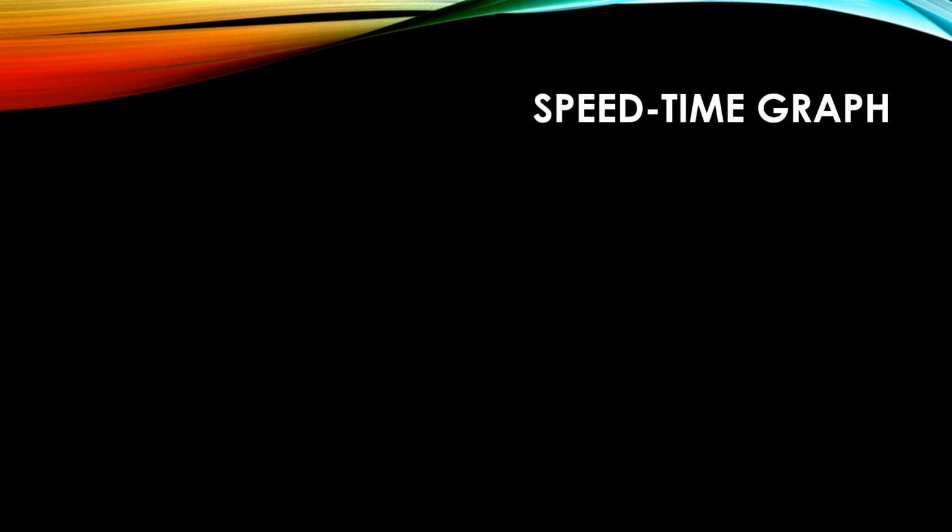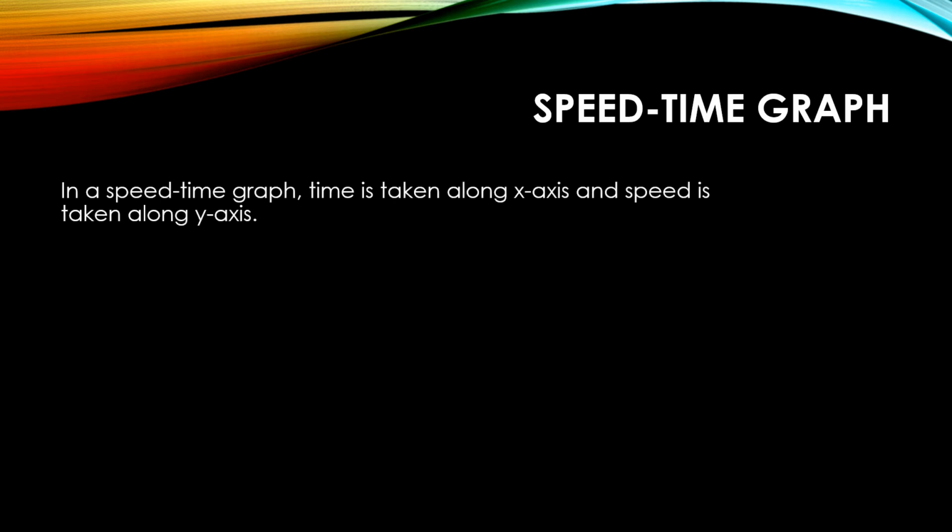Now come to the speed time graph. As we know, when we talk about graphs and a body moving in a straight line, we take speed and velocity to be the same. In a speed time graph, time is taken along the x-axis and speed along the y-axis. Now, just like the distance time graph, first of all we will discuss an object moving with constant speed.